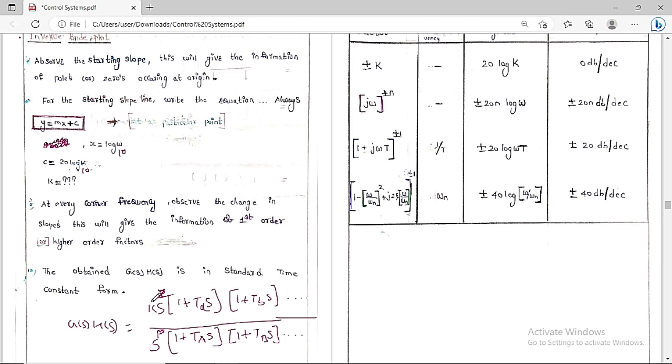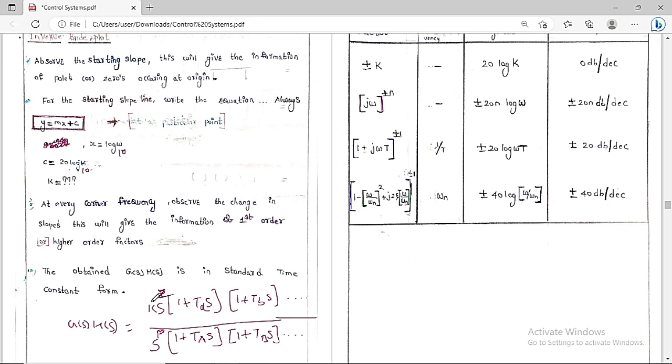Now the next point is, for the starting slope line, you always have to write the equation y is equal to x plus c, where x is always equal to log omega with base 10 and c is equal to 20 log K with base 10. So at a particular value of omega, you will get the value of y from the graph. From this, get the value of K.